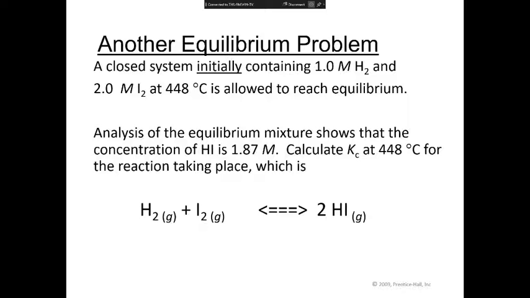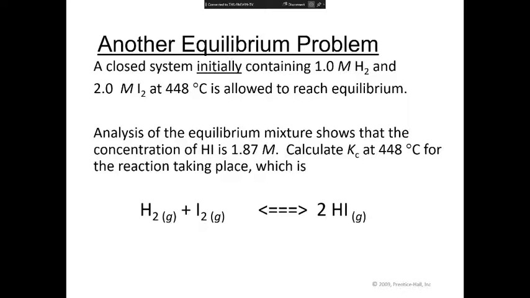Got an equilibrium reaction there. It says a closed system, so that means it's sealed off. You're not letting anything in or out. It's got a concentration of 1 molar H2, 2 molar of I2, and we've got a temperature there. Analysis of the equilibrium mixture shows that the concentration of HI is 1.87 molar. Calculate the equilibrium constant, 0.448, for the reaction taking place, and then they even give us a balanced reaction here.